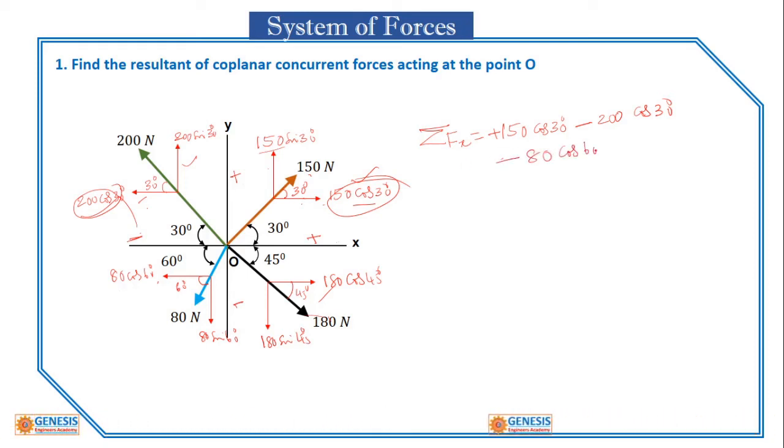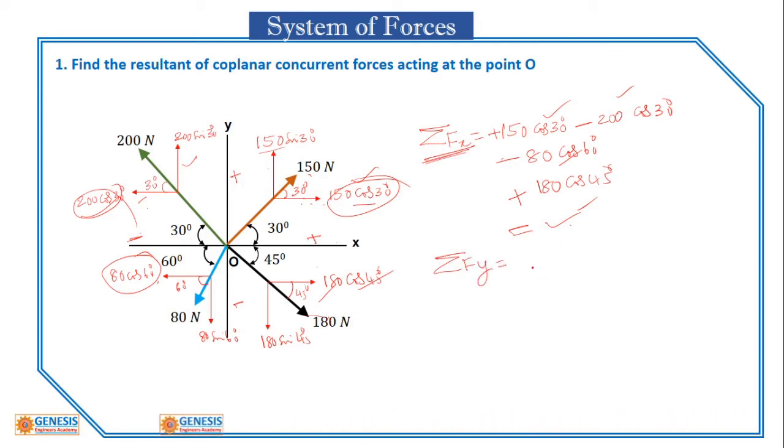Okay, the next one is in this direction, and this component is positive because it is in the positive x direction. So that is 180 cos 45 degrees. The four components are over. You have to check once again, and you get the value for the sum of the horizontal components. Like that you have to find the sum of the vertical components.